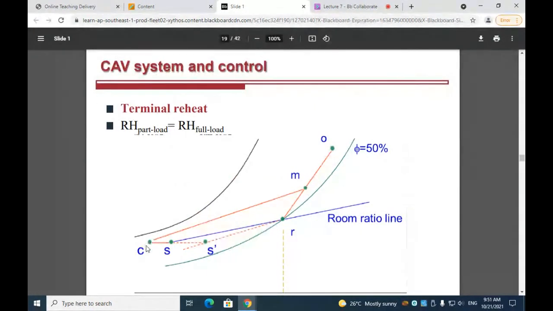You can see that the central air conditioning, the off coil air states, remain the same. From state M to state C up to state S is the air conditioning process for the air handling unit. For full load condition, we have this room ratio line. And S prime is the partial load condition.